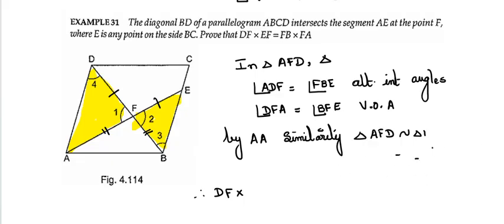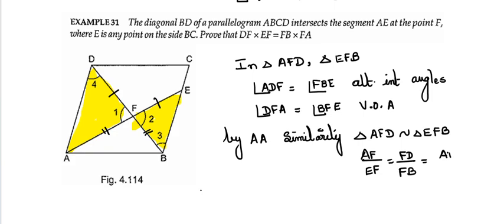A is equal to angle E, EFB. Sorry. AF by EF is equal to FD by FB is equal to AD by EB. Therefore, CPST, AF into FB is equal to DF into EF. Correct.